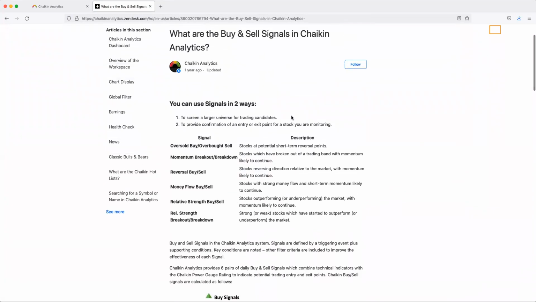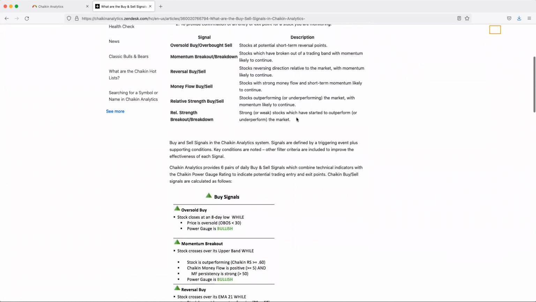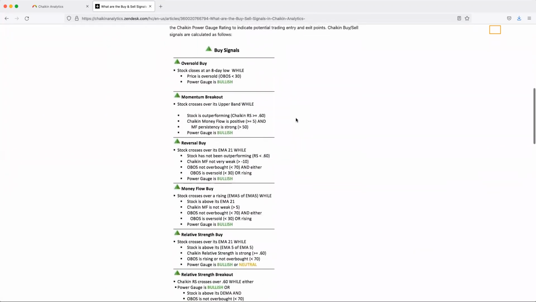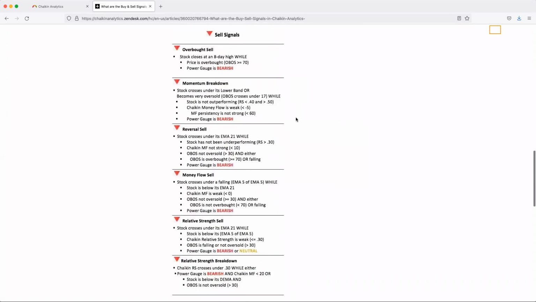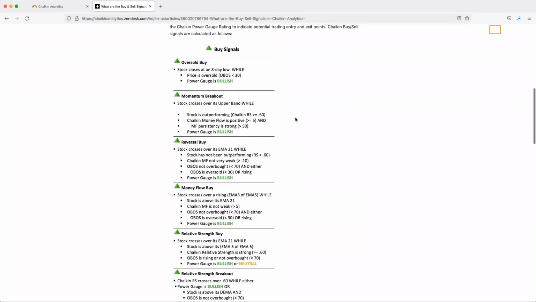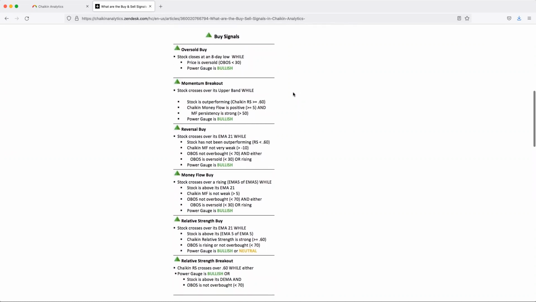So what are the buy and sell signals in Chaikin Analytics? You will notice that we share these calculations with you. Here are your 6 buy signals and here are your 6 sell signals. They are opposites of each other. The calculations are exact opposites. We're not hiding these. They exist specifically here in detail.